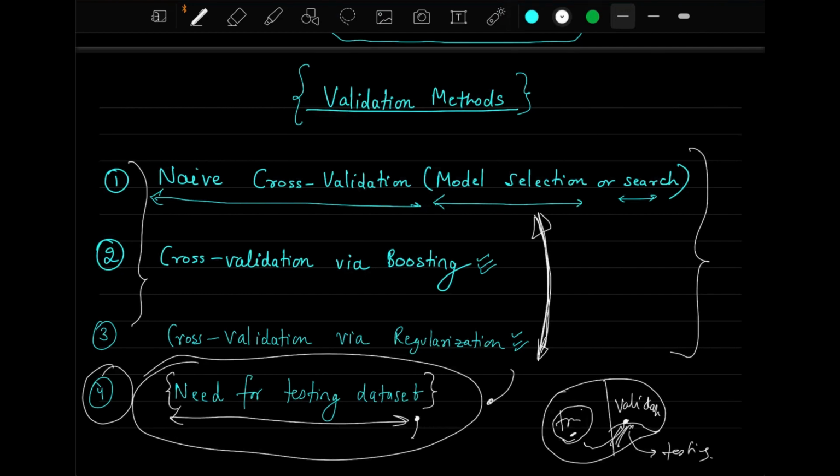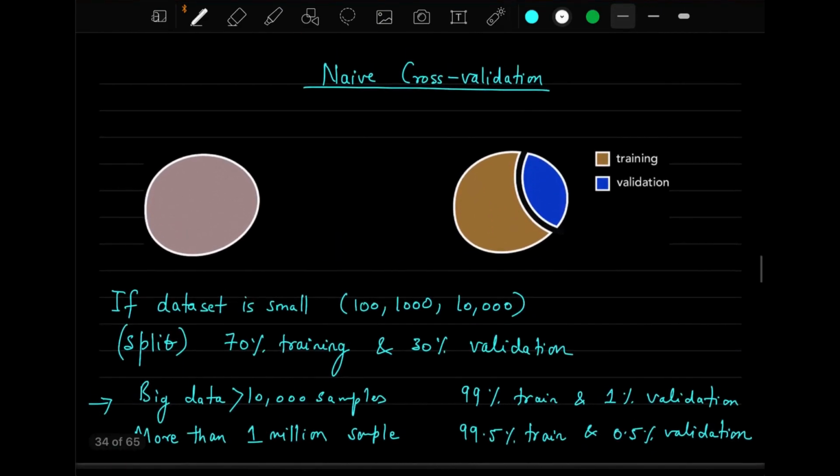So that is important. We want some other data set also, which we call testing, but we do not want to discuss that unless we feel a motivation for doing that. So let us discuss naive cross validation.